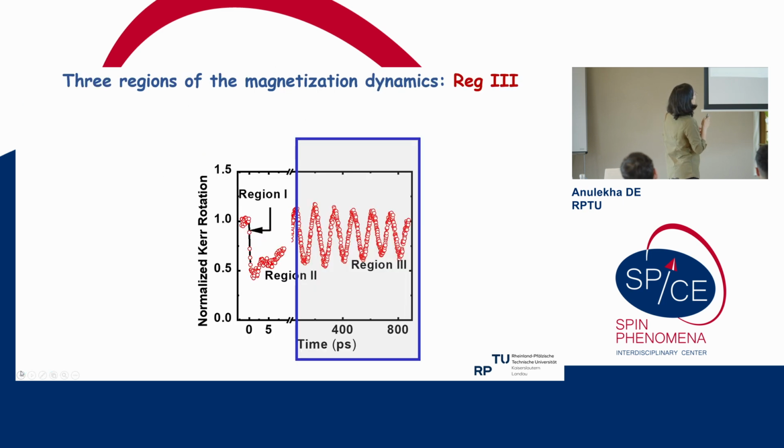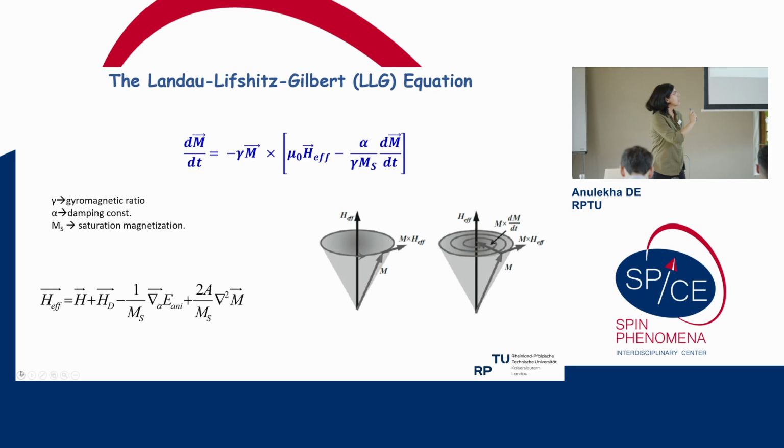After this, we want to focus on region 3, that is the precessional regime. We know that this precessional dynamics is governed by the Landau-Lifshitz-Gilbert equation, where the first term on the right hand side is the precession term around the applied magnetic field, and the second term was later added by Gilbert, the Gilbert damping term. H effective is the effective magnetic field acting on the spins, which consists not only of the external magnetic field, but also the anisotropy field, dipolar field, and exchange field; the contribution of all gives this effective field.